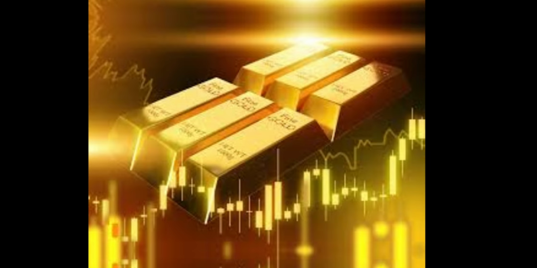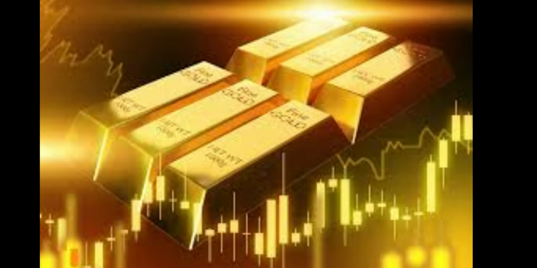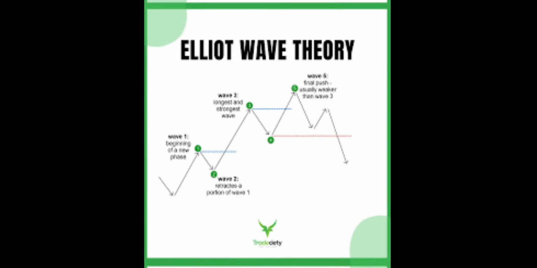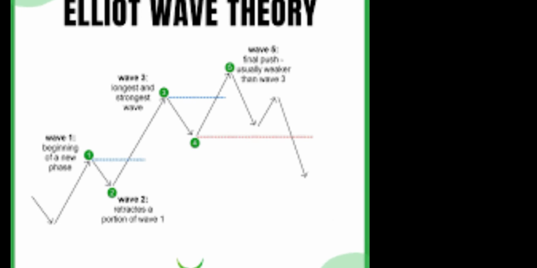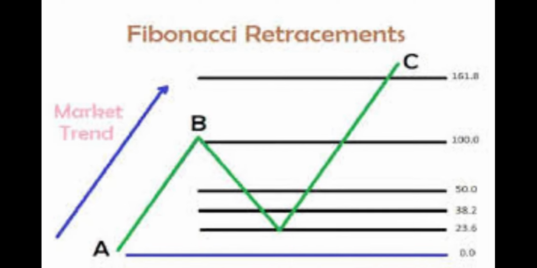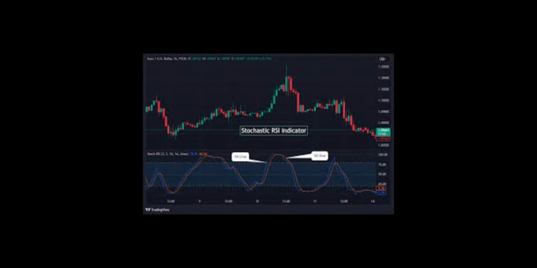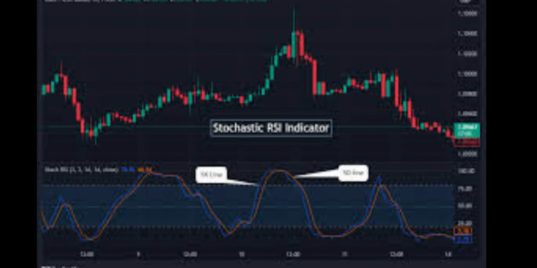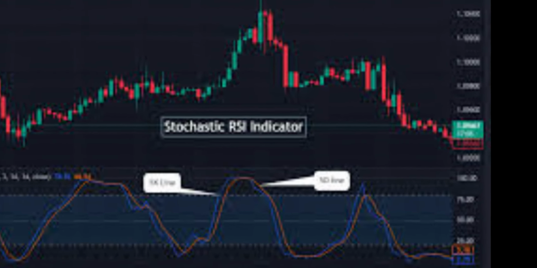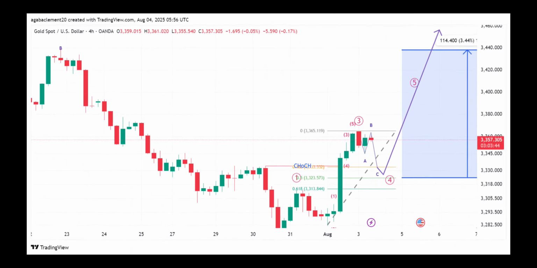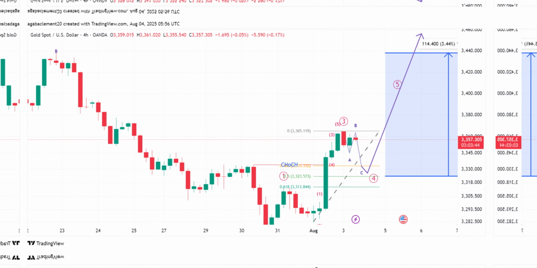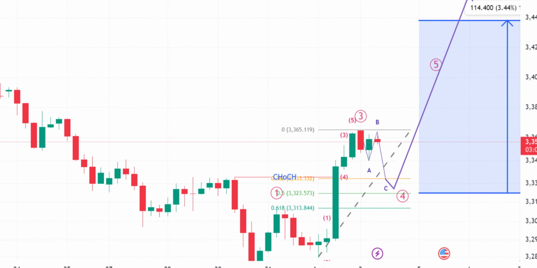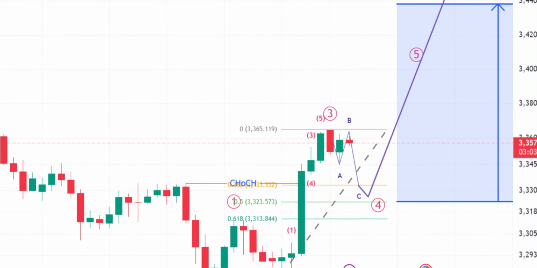In today's breakdown, we are analyzing gold using my triple confirmation strategy: the Elliott wave theory for chart pattern, then the Fibonacci retracement tool for price, then the stochastic RSI indicator for momentum to know the buyers and sellers within the market. And here's the bonus for you. I'll also be sharing trade setups for the week, including key levels to help you trade smarter.